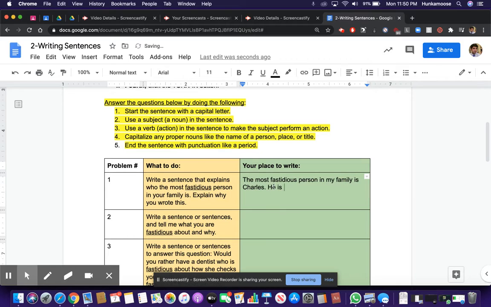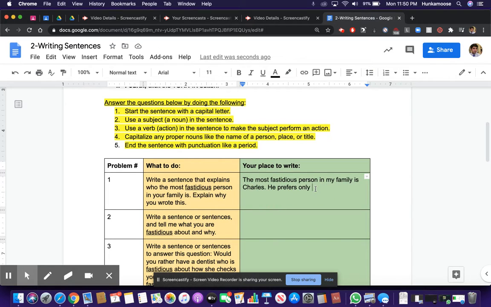is. Now we've got our subject. He is the verb. I don't have to use is as my verb. I can use something like this. He prefers. This is another verb. He prefers only. So we've got my subject, my verb, starting with a capital letter.